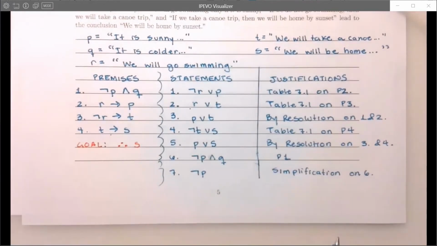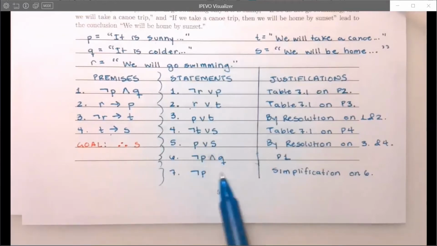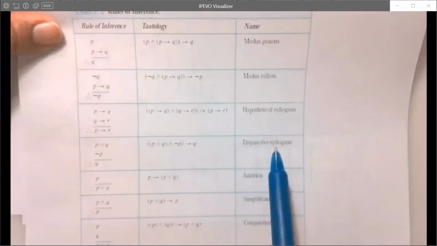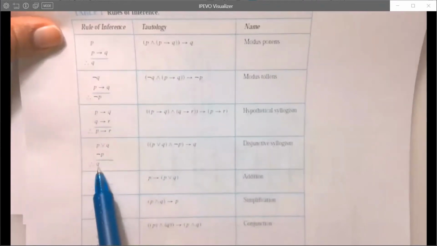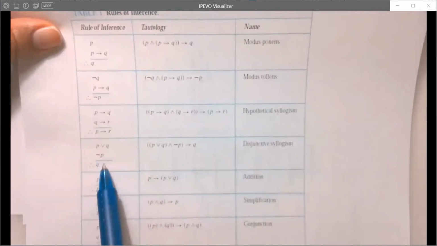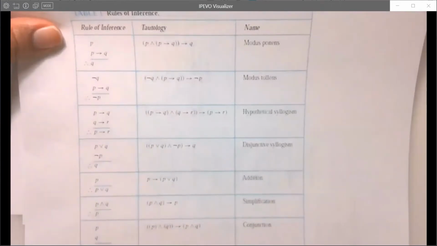Okay, and so now that we have it in this form, we are actually pretty much at the conclusion. How do we know that? Well, I have P or S. I also have negation P. If we take a look at the rules of inference, pay attention to disjunctive syllogism. We have P or Q, negation P, therefore Q. So if you have the disjunction of two propositions, but you also have the negation of one of those two propositions, then we're allowed to conclude the second proposition, the one that's not being negated.